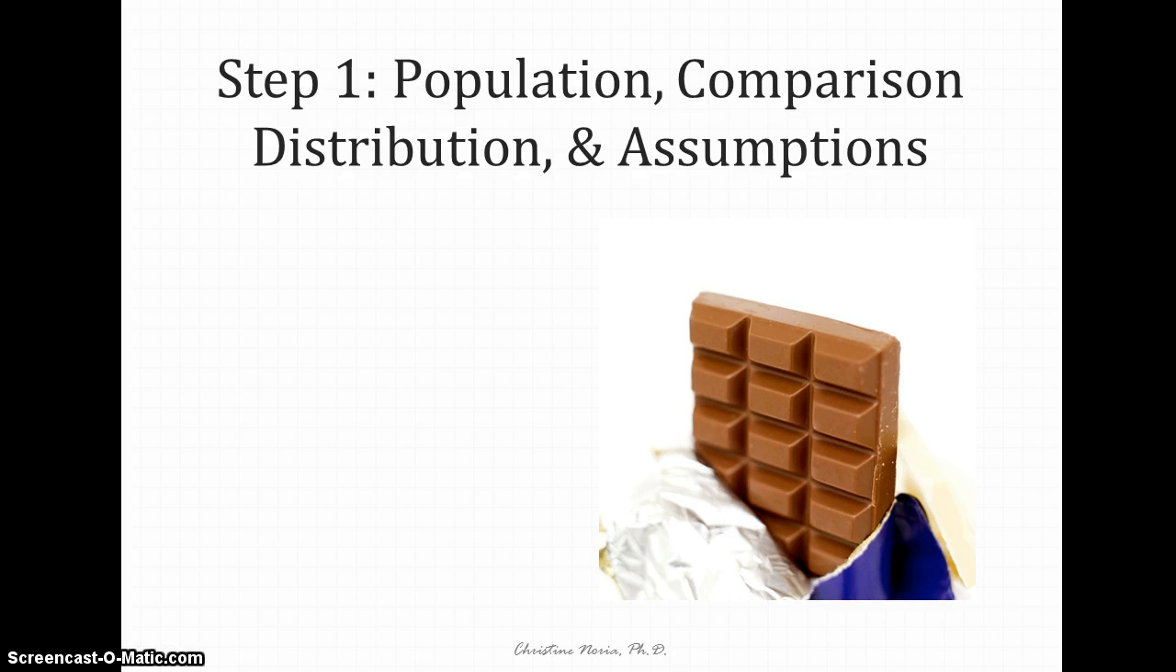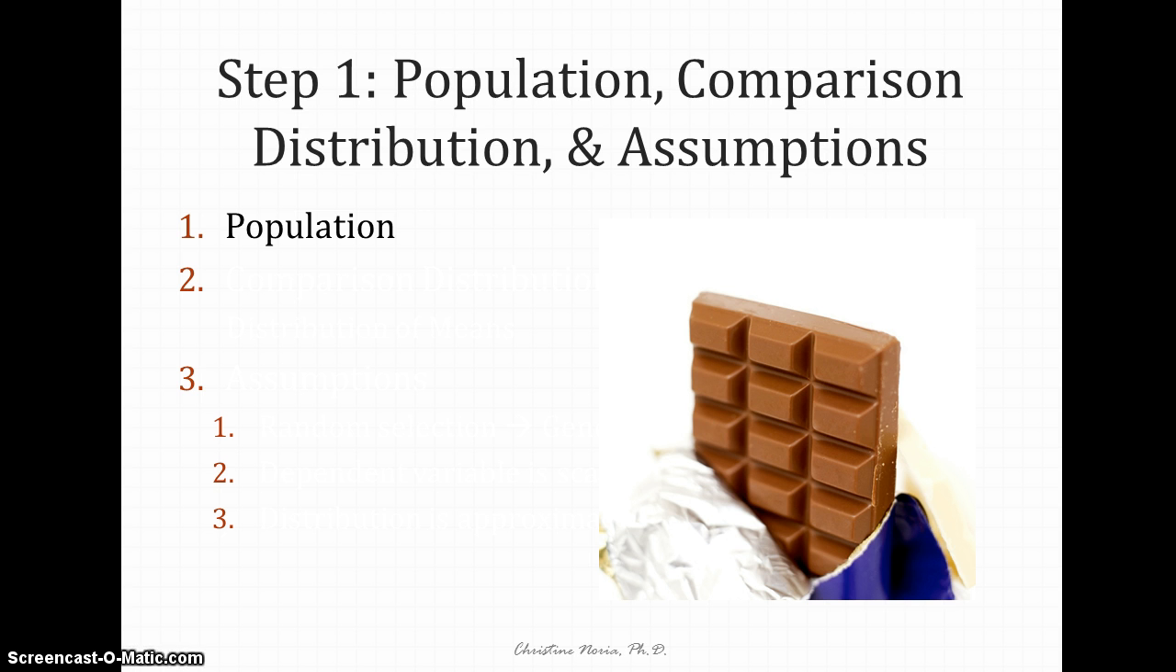So again, we start with our population, comparison distribution, and assumptions. With the populations, we're talking about student moods before we give them a gift of candy and after we give them a gift of candy. Again, this is a within subjects design, and so everybody has a score from before some kind of intervention, and then they also have one from after the intervention, in this case, the gift. And you'll also notice that this is what's typically referred to as a pretest, post-test design.